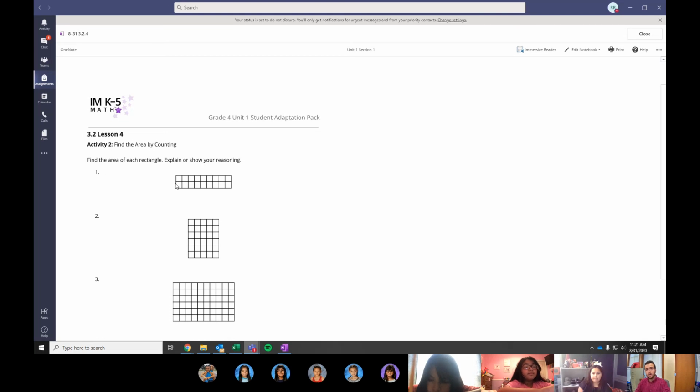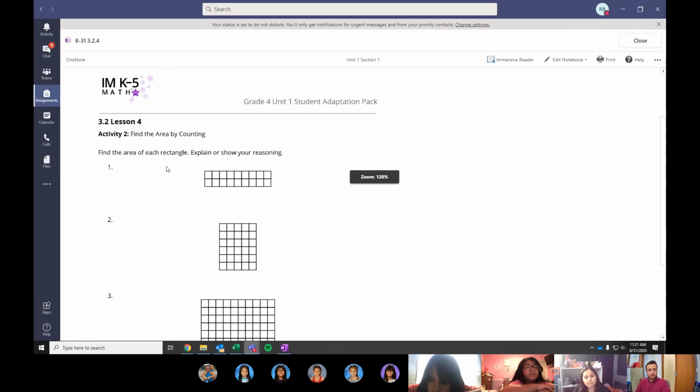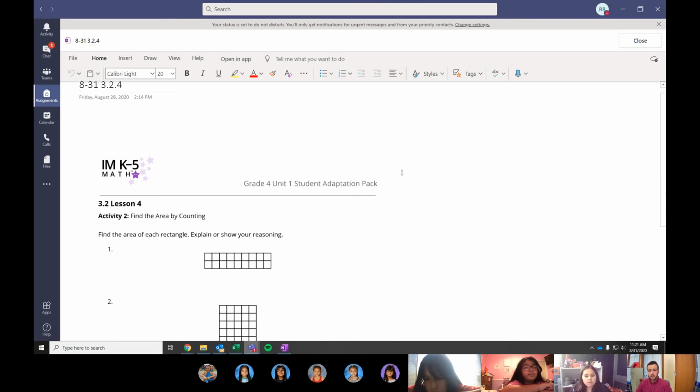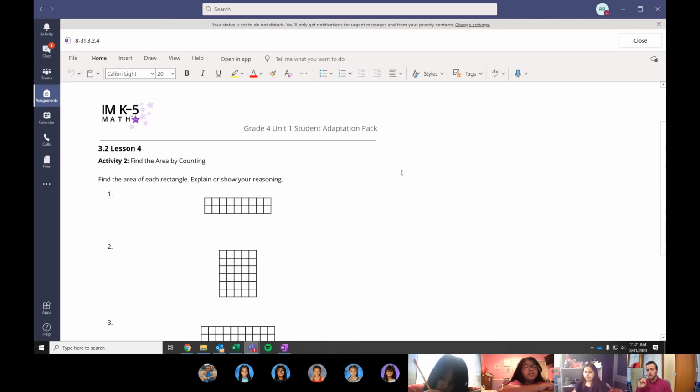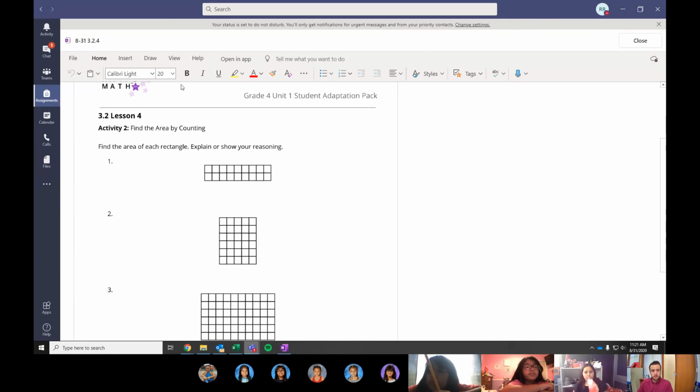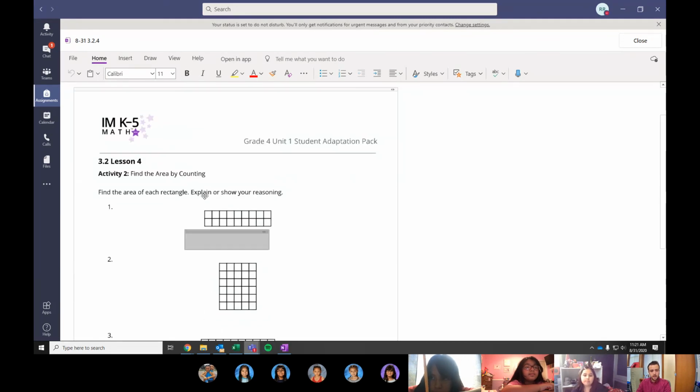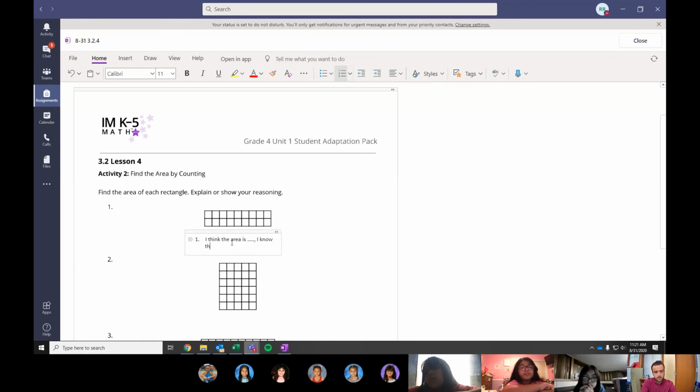The cool thing about OneNote, at least I'm hoping it works for you as well as I plan. Here's your worksheet when you click on that assignment. The nice thing about OneNote is that when you edit in the browser, whether you're on a computer or a tablet or perhaps a cell phone, I don't know if a cell phone will work or not, you can double click and it'll give you this little text box. You can drag it up here, and let's say you're talking about number one, you're trying to find the area, so you can just start typing. Find the area of each rectangle, explain or show your reasoning. Well, I think the area is dot, dot, dot. I know this because dot, dot, dot.